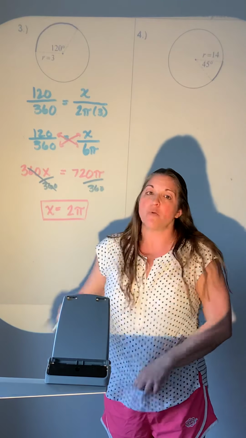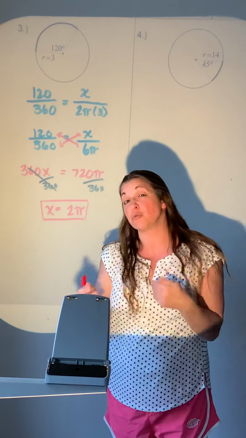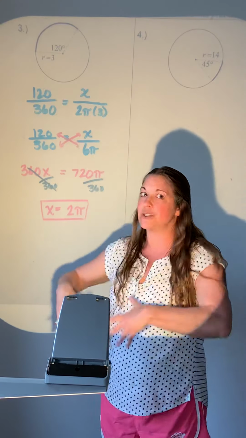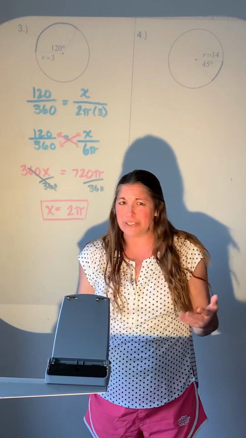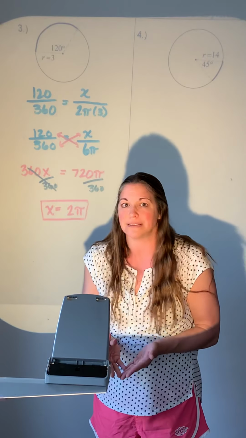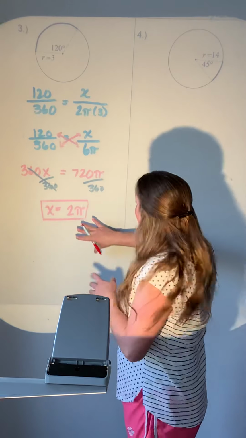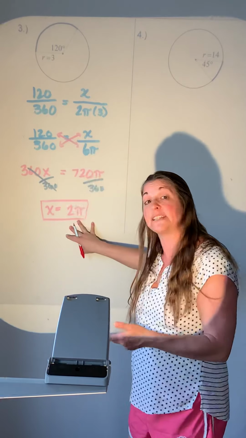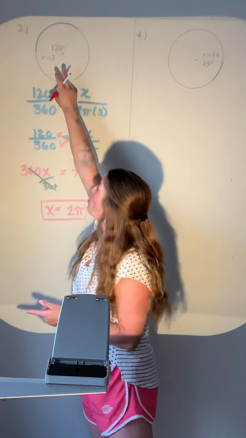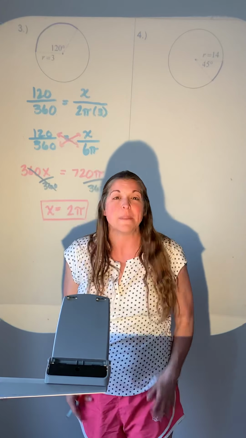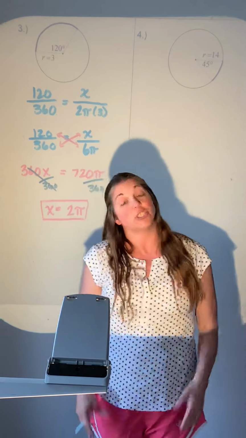This is also why I want you to keep the pi, so you can check the reasonableness of your answer. If this had come out to, let's say, 20 pi, hopefully you'd stop and say, well, that's not going to make sense. The whole thing is only 6 pi. And some of you might notice it's a third of the 6 pi. Well, that's also what 120 is out of 360. It's a third. So that's how that formula relationship works.